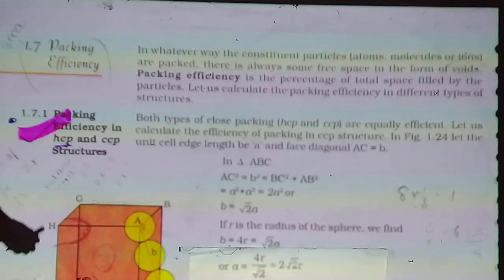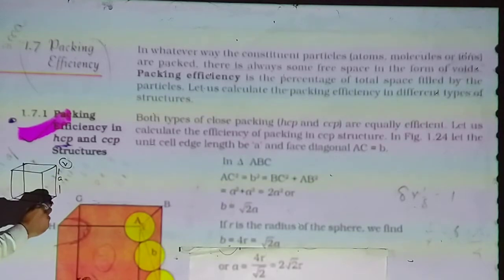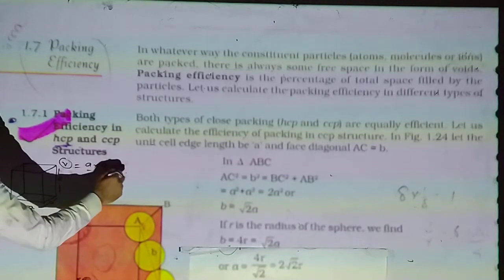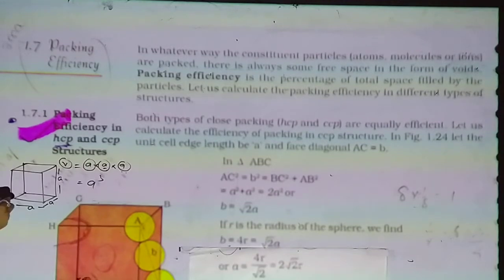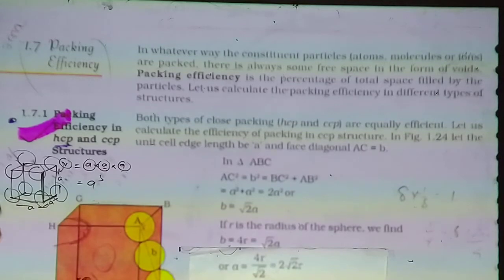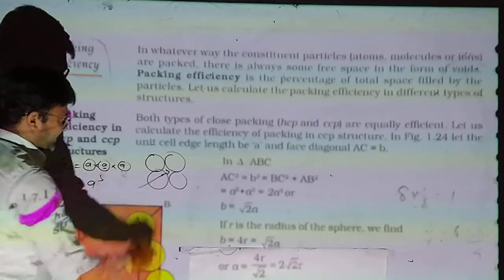We discussed that any cube has a particular volume. It is clear. So volume of the cube means length, breadth and height. But in a cube, all are the same. So volume will be a cube. Length, breadth and height give the volume of the cube. But actually when we arrange some spheres in it, some space remains vacant.